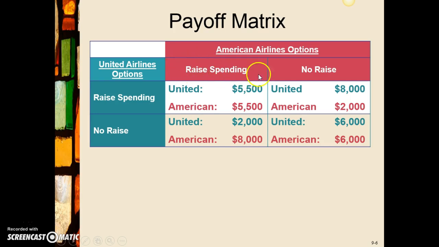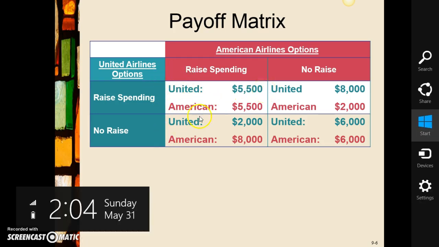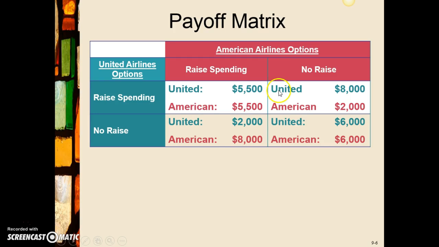So if my opponent, American, raises their spending, I can either raise my spending as well and get $5,500 or not raise my spending and I will get $2,000. So if American decides to not raise, then my options are raise spending and make $8,000 or not raise and make $6,000. So you can see in either case, no matter what American does, United's always going to have a dominant strategy to raise its spending. So if American raises its spending, United is better off by raising. $5,500 is greater than $2,000. Or if American doesn't raise, United is still going to want to raise because $8,000 is bigger than $6,000.